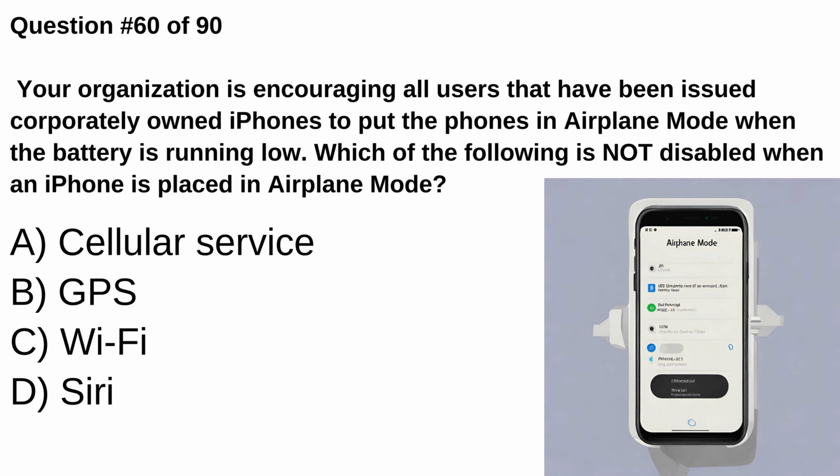Question 60 of 90. Your organization is encouraging all users that have been issued corporately owned iPhones to put the phones in airplane mode when the battery is running low. Which of the following is not disabled when an iPhone is placed in airplane mode? Choose two. Is the answer A, cellular service? Is the answer B, GPS? Is the answer C, Wi-Fi? Or is the answer D, Siri? The answer is B, GPS, and the answer is D, Siri.